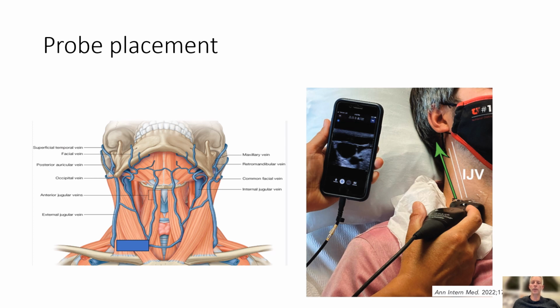External landmarks should be used to guide the initial placement of the transducer. When scanning the internal jugular vein, place the transducer across the two heads of the right sternocleidomastoid in the transverse plane with the probe marker oriented towards the patient's right. In this orientation, the IJ generally lies just lateral and superficial to the aorta.